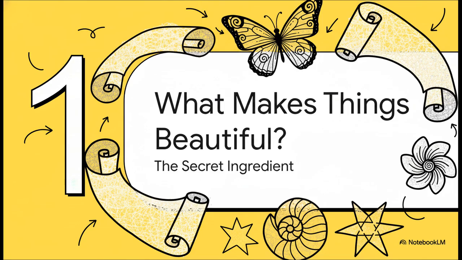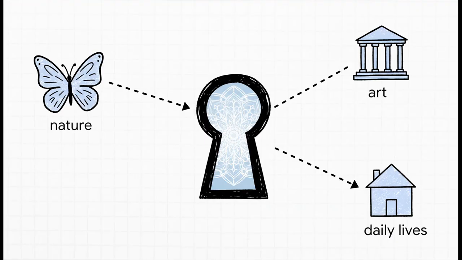So what is it? What is this secret ingredient that makes all these different things feel so visually satisfying? Let's peel back that first layer. And the answer, in one single, powerful word, is symmetry. Yeah, it's a concept from geometry class, but its impact is everywhere. In art, in nature, in our daily lives.